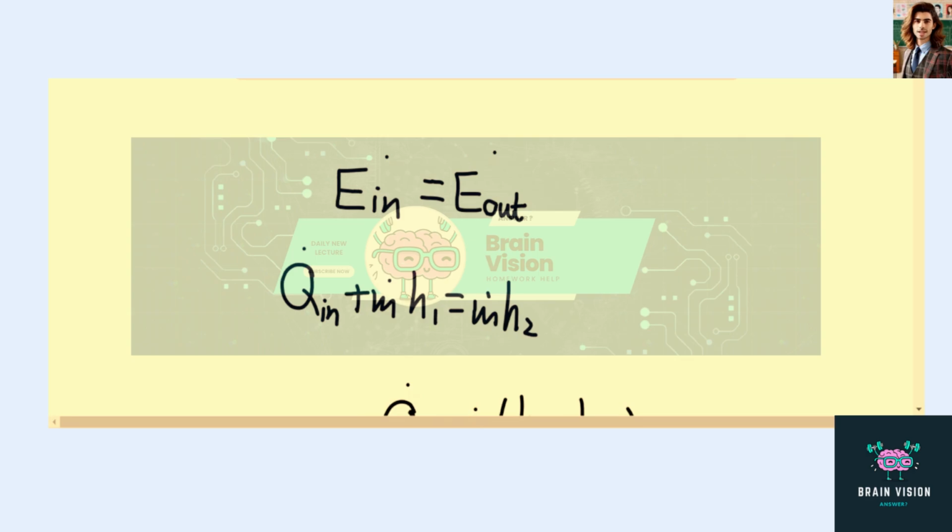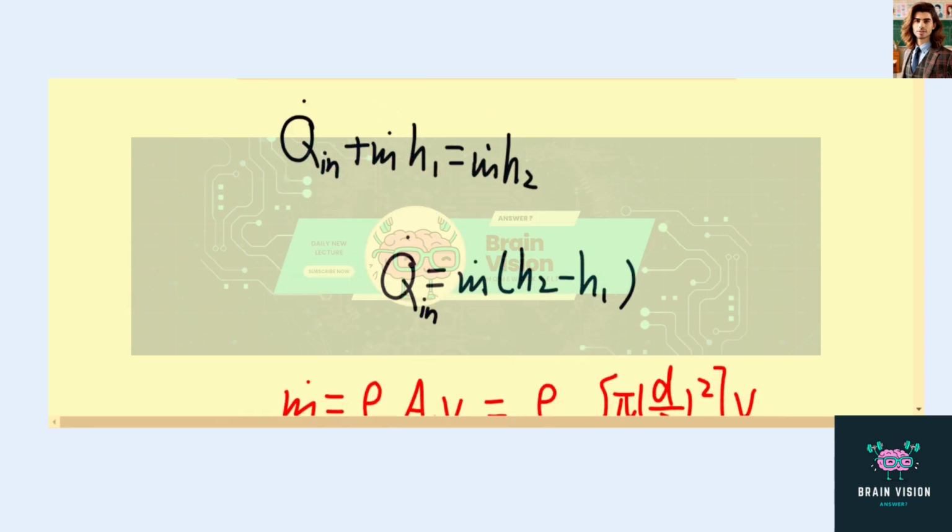Okay, so for this question, let's apply the energy balance equation. We have E dot in is equal to E dot out. If we expand it, we have Q dot in plus m dot h1 is equal to m dot h2. Q dot in here is the rate of heat transfer into the water, and m dot is the mass flow rate for the water. h1 is the initial enthalpy for the water. h2 is the final enthalpy for the water. If we do some arrangement here, we have Q dot in is equal to m dot times (h2 minus h1).